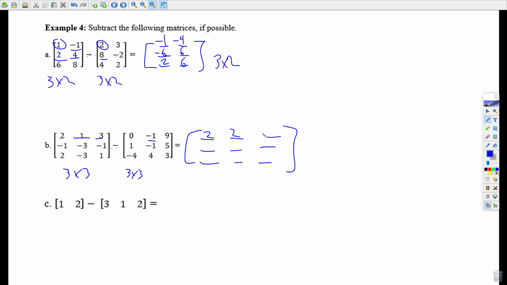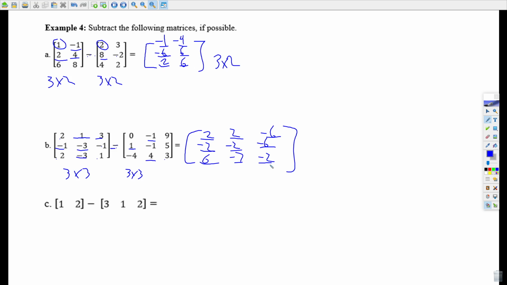3 minus 9, negative 6. Negative 1 minus 1, negative 2. Negative 3 minus a negative 1. Oh, turns to a plus here. So that's negative 3 plus 1, which is negative 2. Just be careful with those. Negative 1 minus 5, negative 6. 2 minus a negative 4, another plus. So it's 2 plus 4, 6. Negative 3 minus 4 is negative 7. 1 minus 3, negative 2.